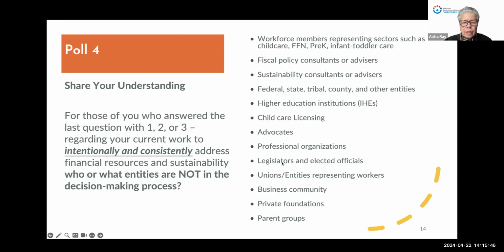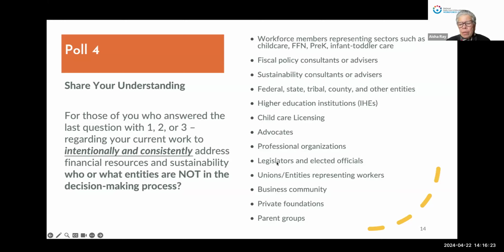So the results are those who are not at the table: workforce members from the various sectors, fiscal policy consultants, sustainability consultants for 33% are not. I'm sorry, for fiscal policy consultants, 28% are not. Federal, state, tribal, county, and other entities, 22% are not. And institutions of higher ed, 21% of you said that they are not at the tables.